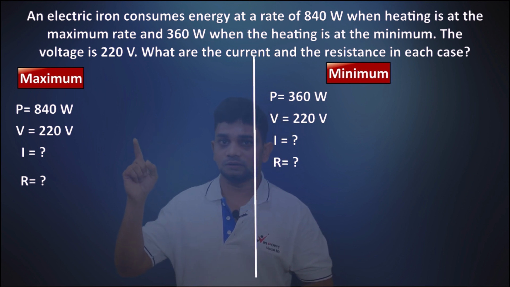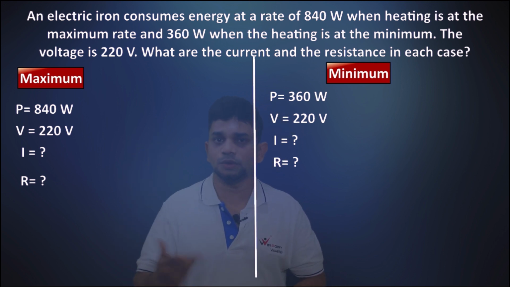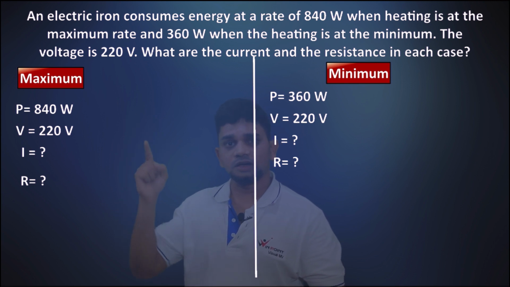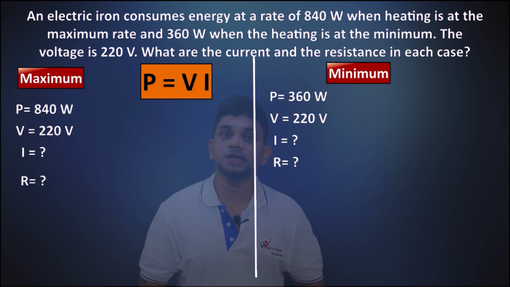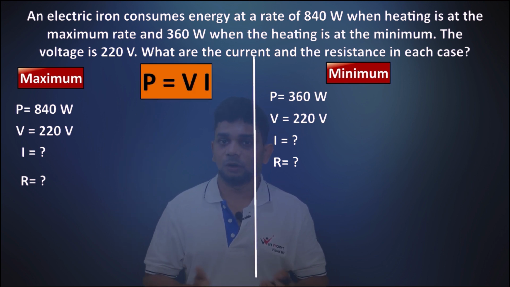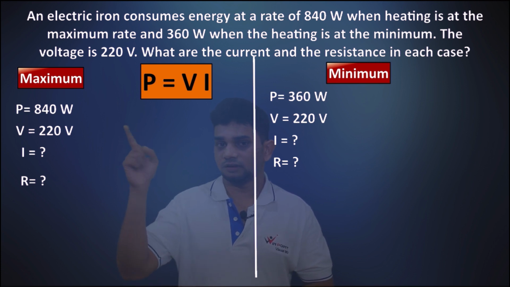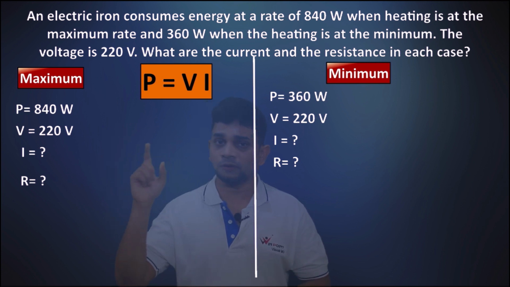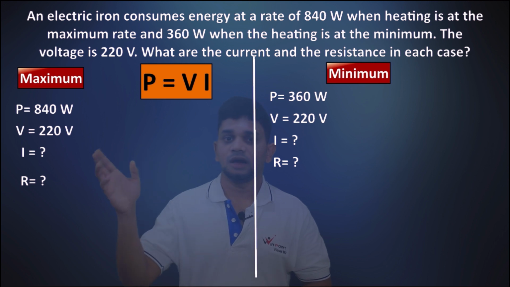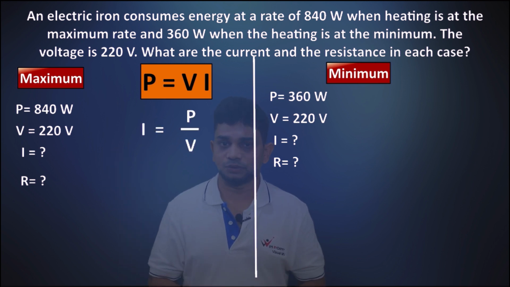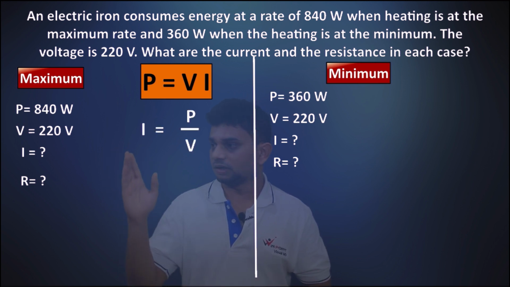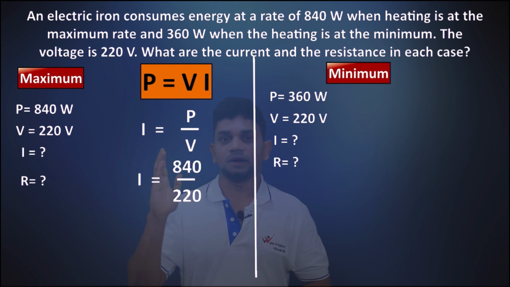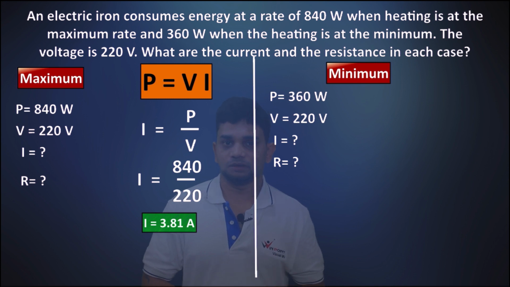The power and voltage are given. Which equation is relating P, V, I? The equation is P equal to VI. So we can substitute all the values here. Here the equation is for P. We need to find I. So what will be the equation? I equal to P by V. Just substitution. I is equal to P by V, which means I equal to 840 by 220. Then I equal to 3.81 ampere. That is the current in this case.